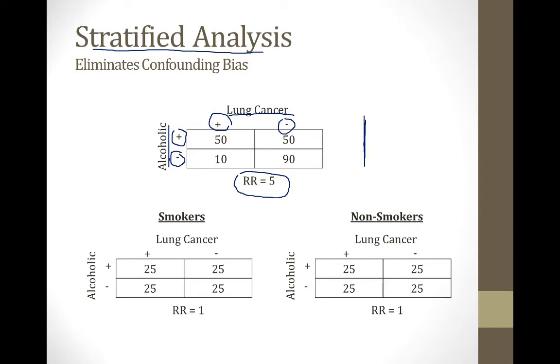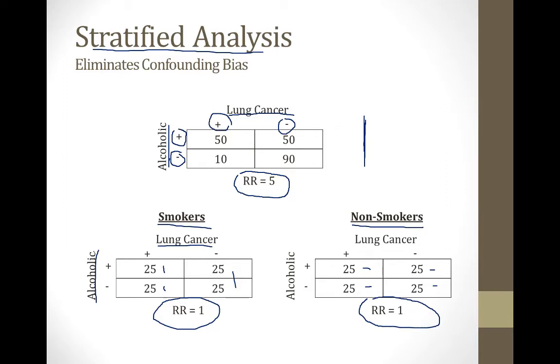However, down at the bottom of the screen, I have split the results up into smokers on the left and non-smokers on the right. Let's look at the smokers first. So among the smokers, lung cancer is on the top again and alcoholism is on the right, and we've got an equal distribution of positive and negative cases, and the relative risk comes out to be 1 when we look at the smokers by themselves. When we look at the non-smokers by themselves over here, we also get an even distribution of positive and negative alcoholism among cancer cases, and we also get a relative risk of 1.